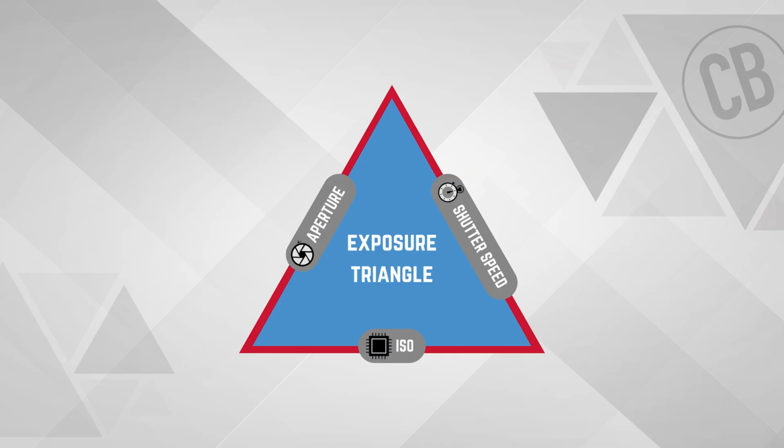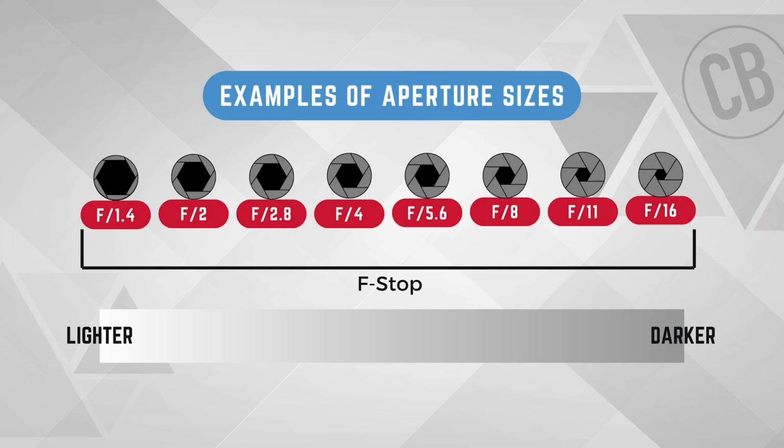Now, there are three sides or elements of the exposure triangle. The first is aperture. Aperture is the hole in your lens that can either close or open to allow more or less light. Aperture affects the exposure because when that hole is smaller, less light is going to be entering the camera's lens and hitting the sensor. When the aperture is wide and open, more light is going to enter and hit the sensor.